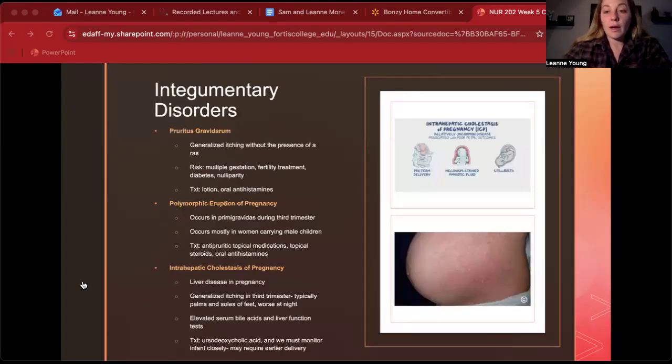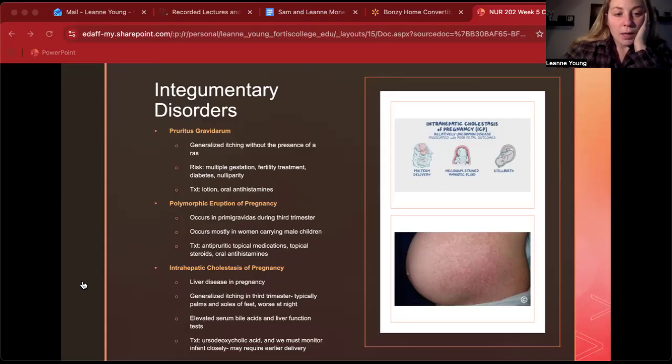Integumentary disorders. This is very, very common in pregnancy. So, pruritus gravidarum is a generalized itching without the presence of a rash. The risk can be multiple gestation, fertility treatment, diabetes, and nulliparity. So, the patient has never delivered a fetus over 20 weeks. Treatment would be just lotion and oral antihistamines.